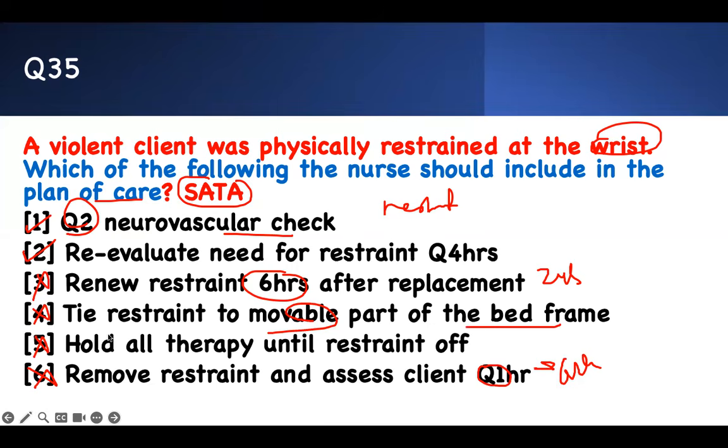So 1 and 2 are right. You do a neurovascular check every 2 hours. That's where you remove the restraint and assess the patient, and reevaluate the need for restraint every 4 hours, and then renew it every 24 hours. Which of the following should be included is 1 and 2. You don't hold therapy. You don't tie it to the movable portion. You don't renew it at 6 hours.